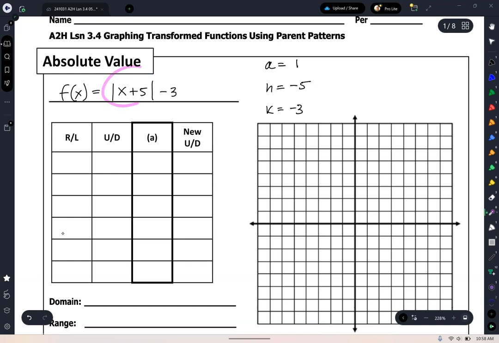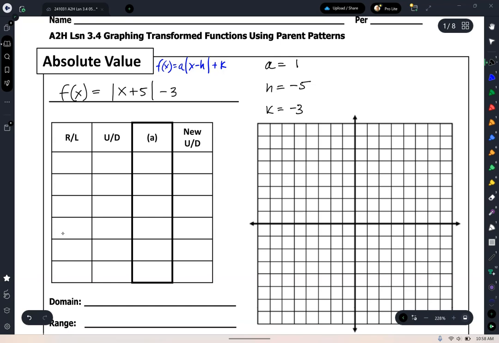Remember the parent pattern that we've learned for our transformed function. I can even write it if you want to jot it down. The transformed function is going to look like this: f of x is equal to a times the absolute value of x minus h, plus k. That's our transformed function there. And since it's x minus, if we have x plus in our problem, then that means it came from x minus negative. So we need to know that.